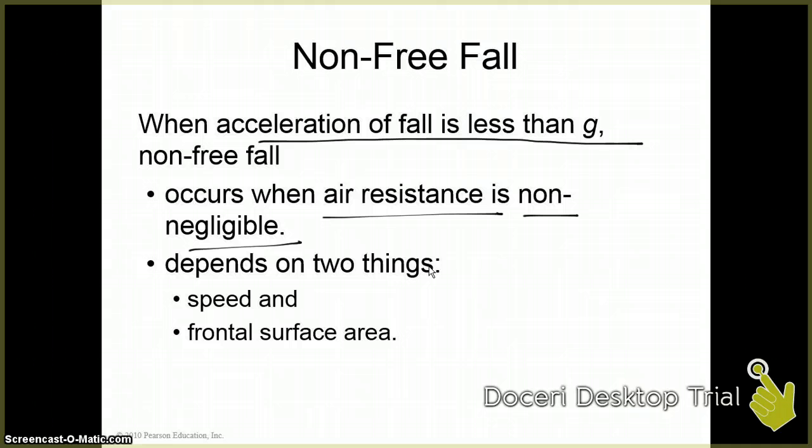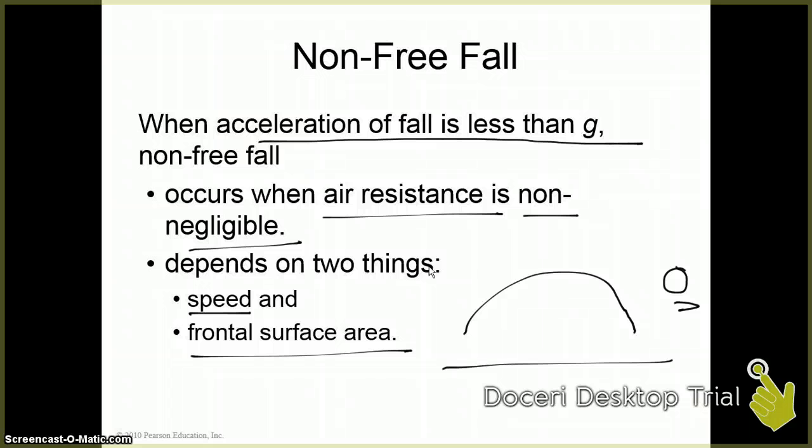And you have air resistance when you have a couple of different things. You have the speed and the frontal surface area. If you have a parachute, it has a lot more surface area than, say, a rock. The rock has a much smaller surface area, and it's common sense. There's less air resistance with the rock than there is with the parachute. The parachute has a greater frontal surface area.